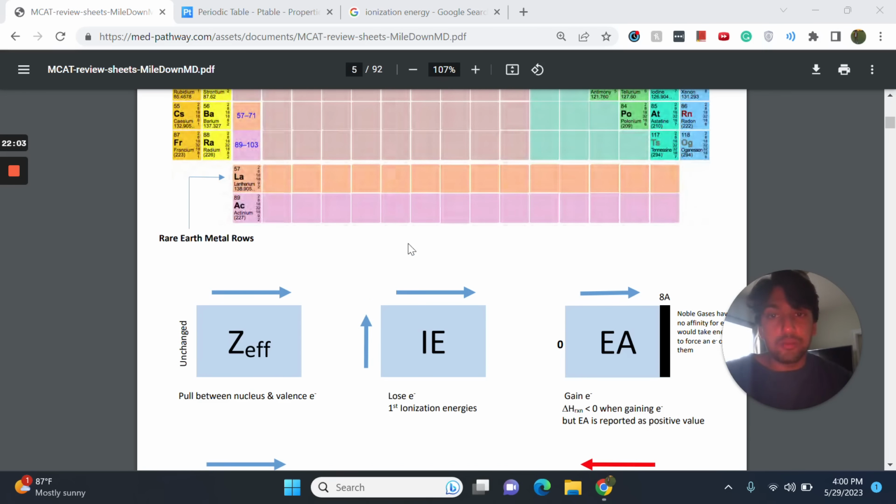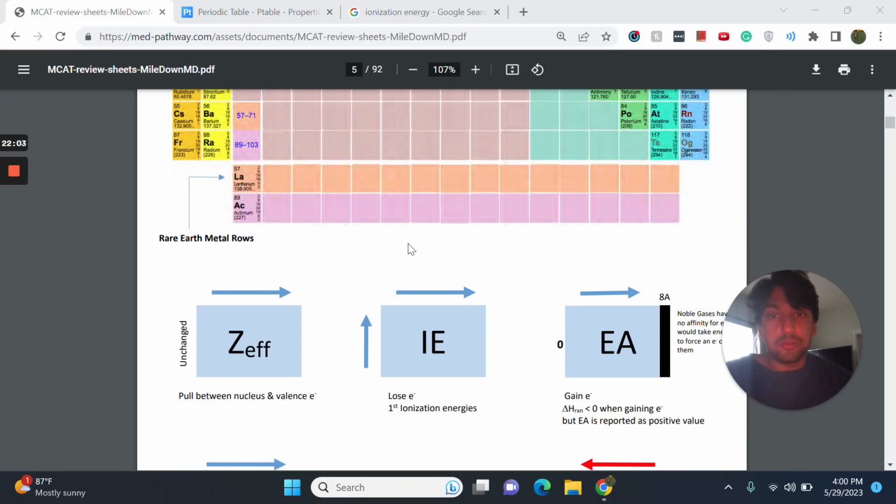Similar to electron affinity, all right, I'm going to make a quick adjustment. So electron affinity is how much energy you add when you add an electron into this atom.